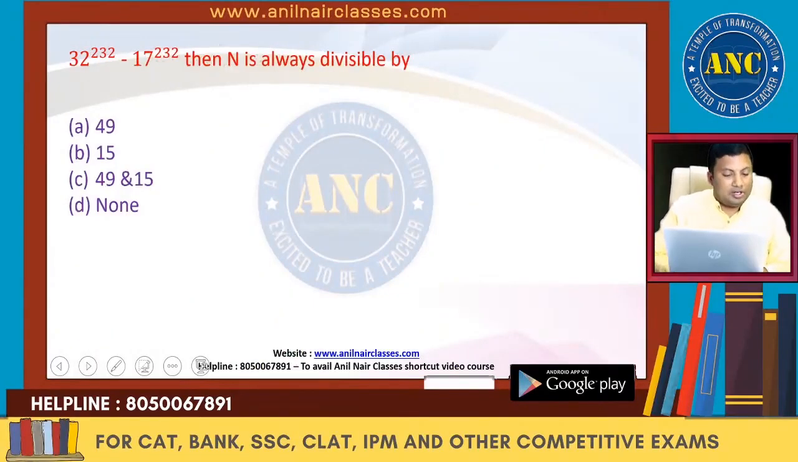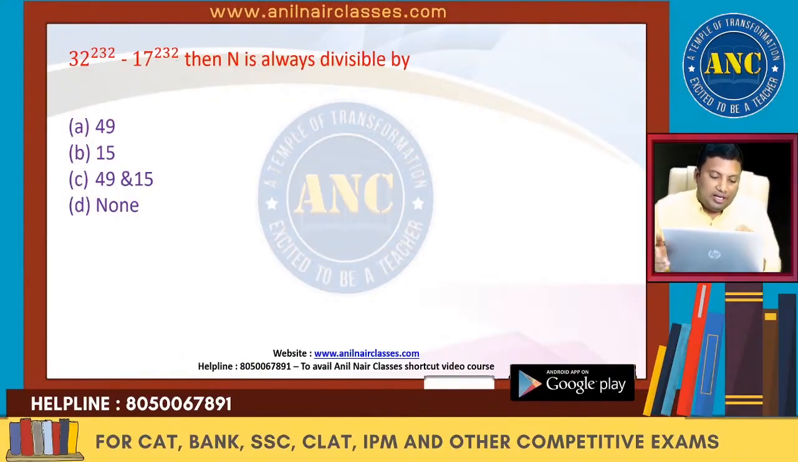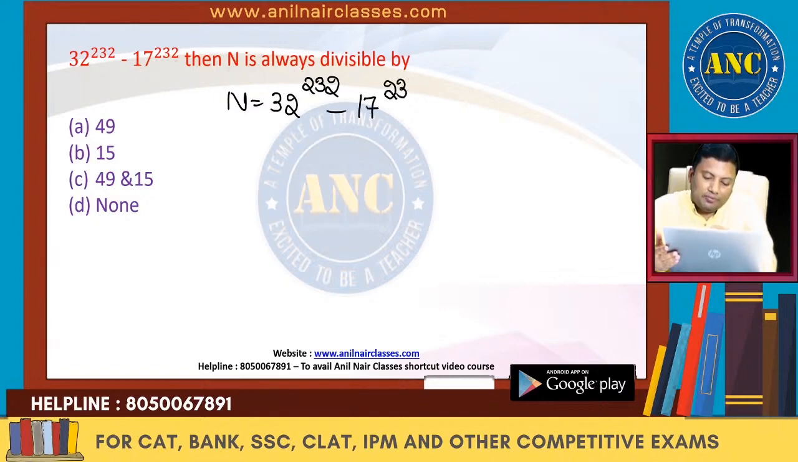Problem: 32 power 232 minus 17 power 232. There is a value that is given, that is 32 power 232 minus 17 power 232. Then n is divisible by?